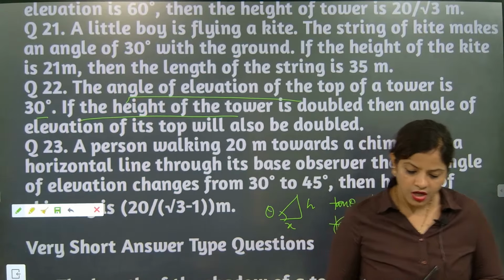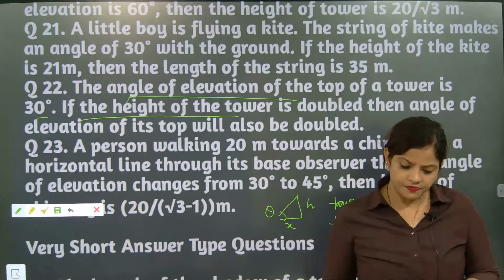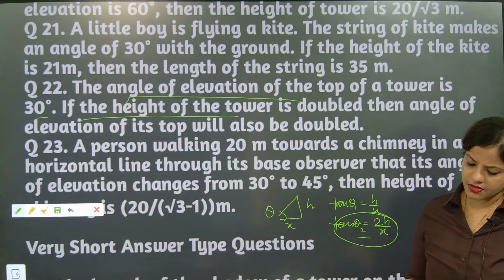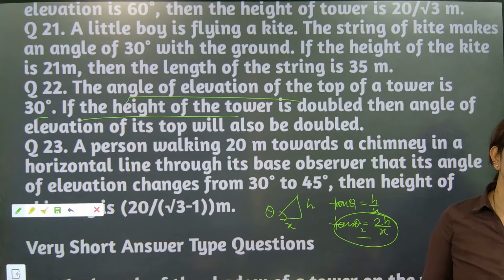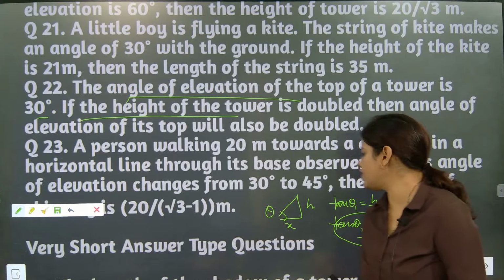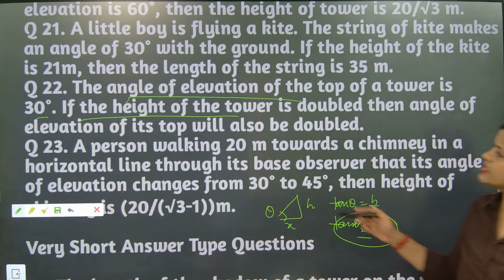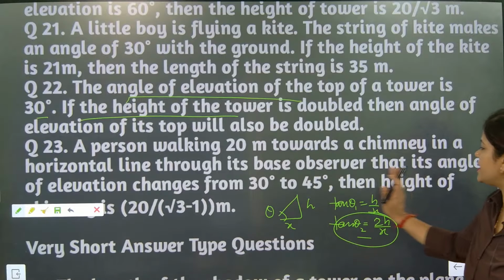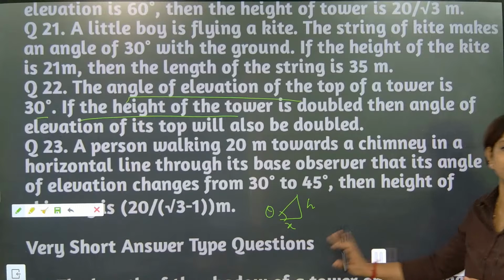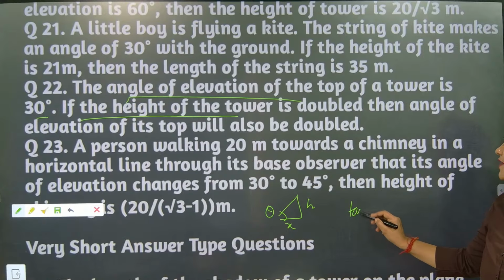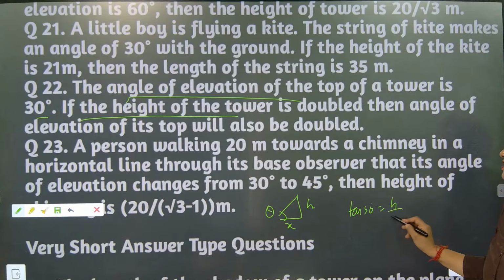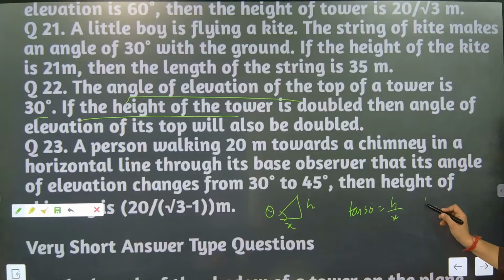Check this one out. 30 degrees given. Yes, that's correct. The answer is also the same, which means it is not going to change. What is the angle of elevation given? 30 degrees. In the first case, the angle of elevation given is 30 degrees. So tan 30 degrees is equal to h by x. Understood? So it is coming as 1 by root 3 is equal to h by x. So x is equal to root 3 h.